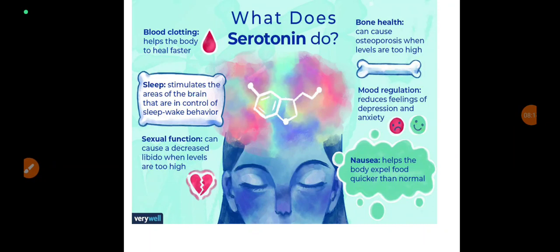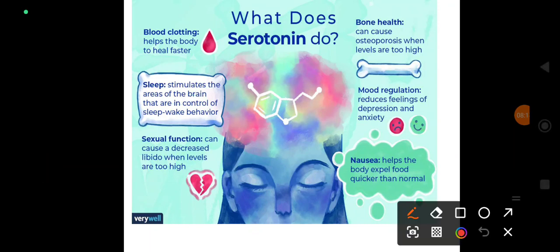So, what does serotonin do? It helps the body to heal faster. It stimulates the areas of the brain that are in control of the sleep-wake cycle. It can cause depression and affect libido when levels are too high. It can cause osteoporosis when levels are too high. It reduces feelings of depression and anxiety. It helps the body expel food quicker than normal.